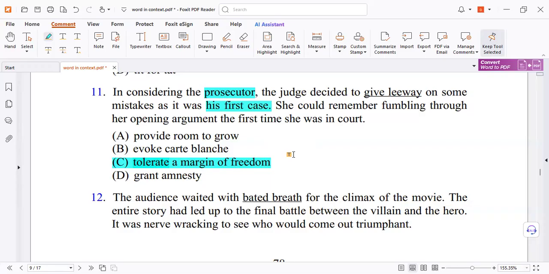This means here the person is not experienced, so she could make some mistakes when she talked to the judge in the court for the first time. So the judge accepts some simple mistakes. This is called a margin of freedom, some freedom by law. And to tolerate it means to accept the other people's opinions, to accept the other people's mistakes, to deal with them in a lawful freedom.